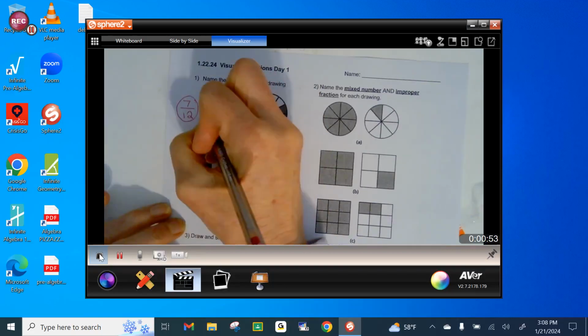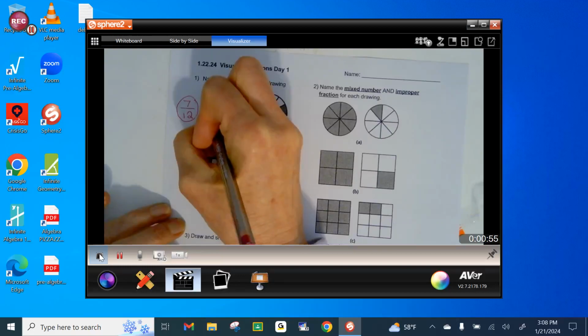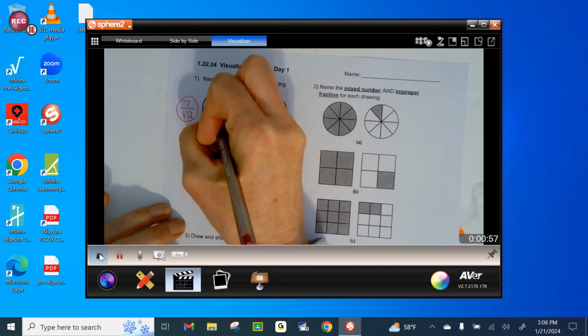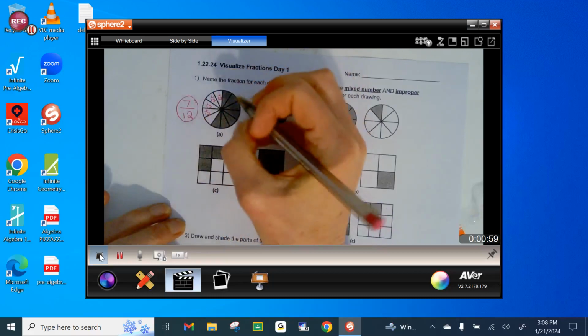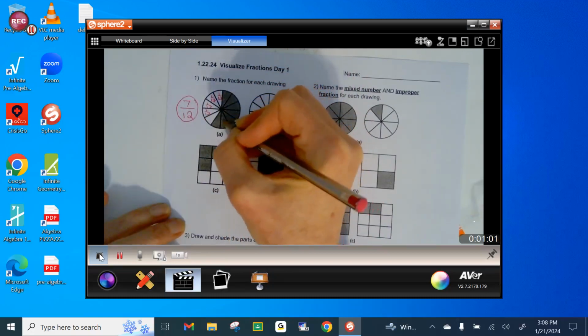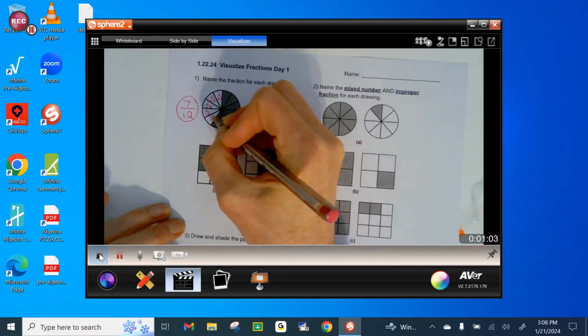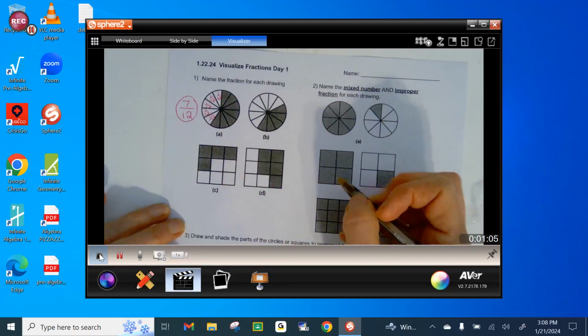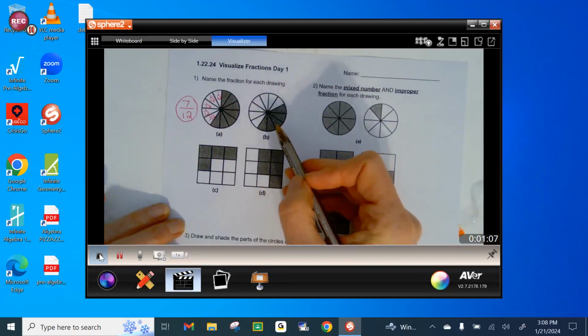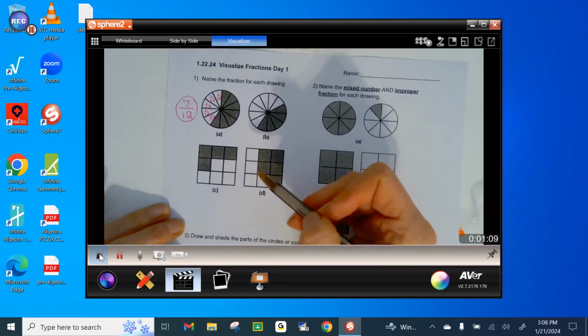This is a twelfth. These are all twelfths because this has been divided into 12 parts. And how many do we have altogether? 1, 2, 3, 4, 5, 6, 7. Okay. I'll go ahead and let you try letter B. I'm going to do letter D.